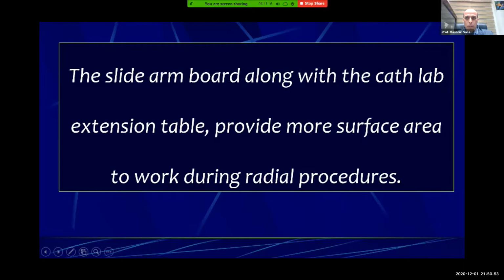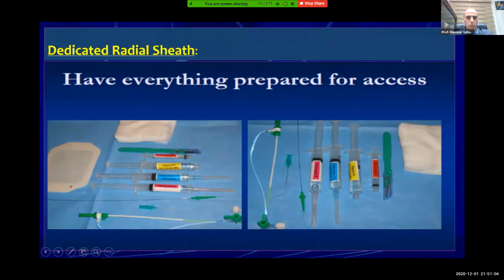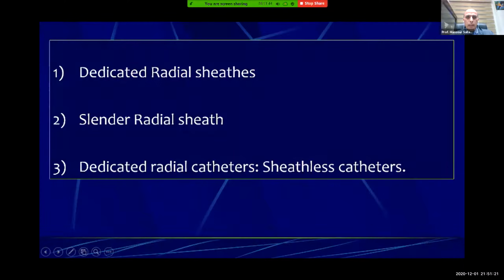The slide arm board, along with the cath lab extension table, provides more surface area to work during radial procedures. This is a very, very important issue we have to address. You have to keep in mind that we have a dedicated radial sheath, and you have to have everything ready with the needed 21 gauge needle, a hydrophilic, silicone-coated sheath, and wire. I think the dedicated wire will come later. Dedicated radial sheaths and dedicated radial catheters will, inshallah, be discussed in a separate session given by our colleague, Dr. Abdul Masoud, in the next sessions.